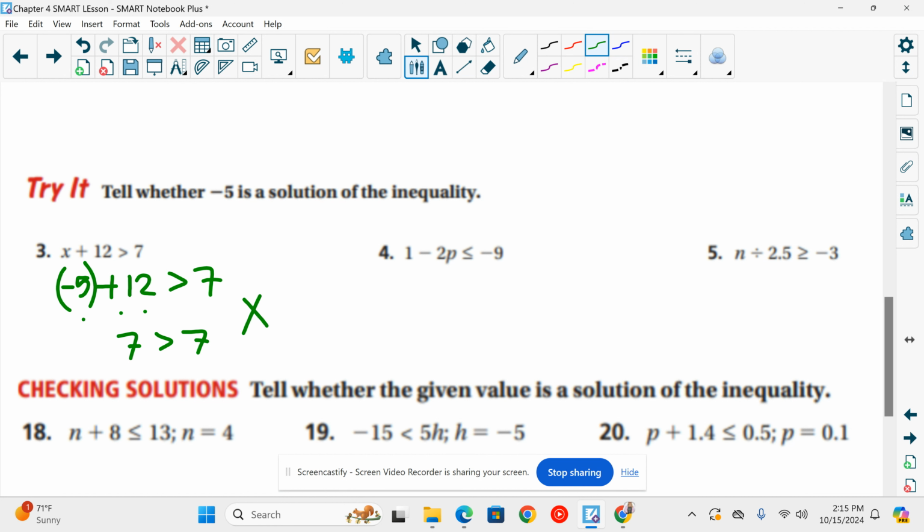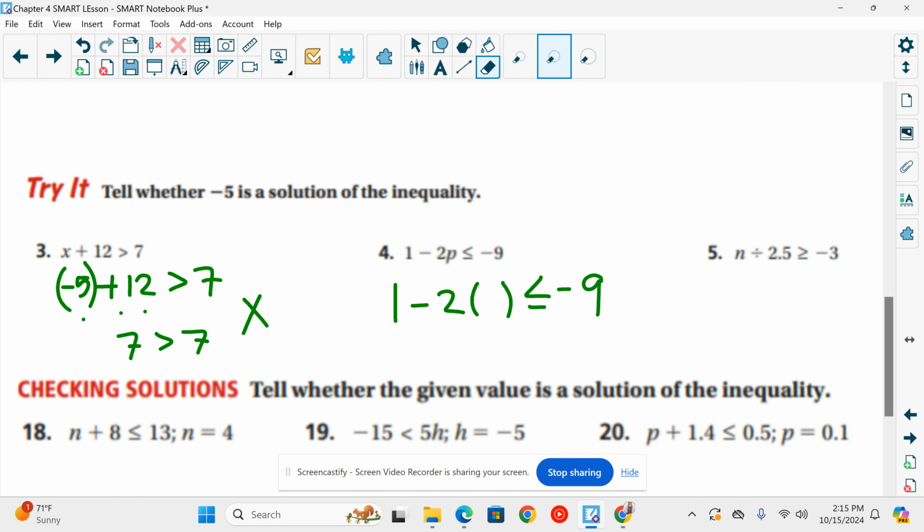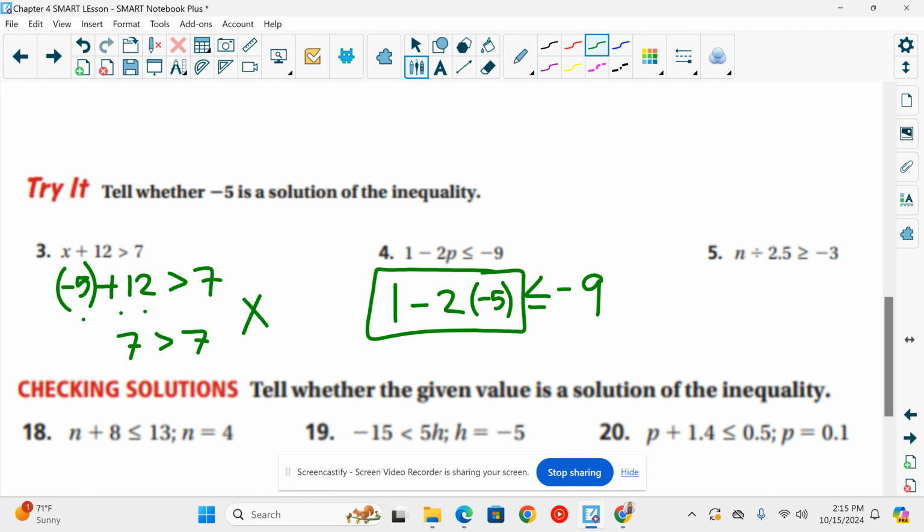All right, I've got 1 minus 2p. I'm going to put parentheses around the variable. Is less than or equal to negative 9. I'm going to substitute the p with negative 5. And then I'm going to simplify by putting this in my calculator. So put it in your calculator: 1 minus 2 times negative 5. That gives me 11.